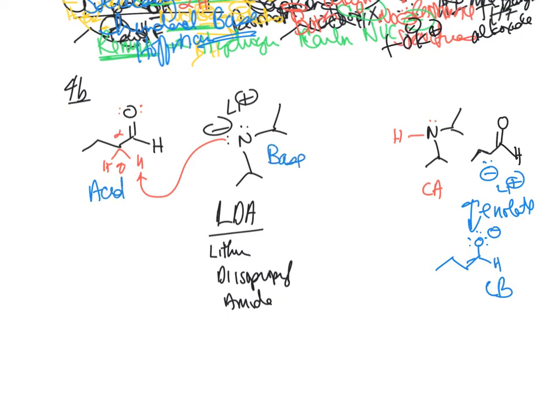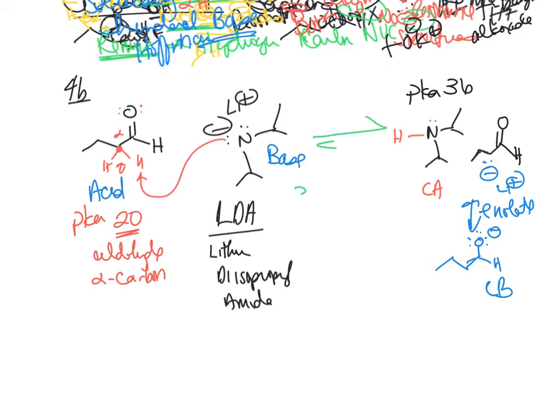So here, this is your acid, and this is your base. Now your acid, I'm going to go ahead and tell you the pKa. Remember that was a 20. That's an aldehyde. Now you're looking at your alpha carbon. I told you yesterday to start memorizing that. Here you have a pKa of about 36. So it definitely goes towards the product. 36 minus 20 is 16 zeros.